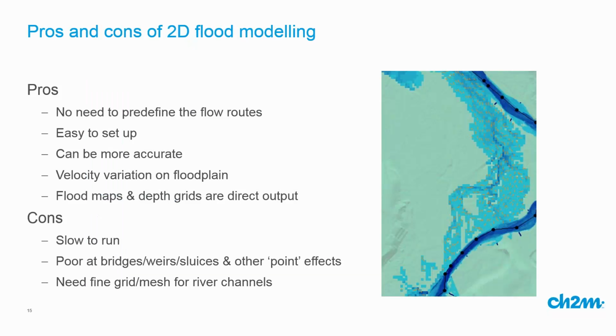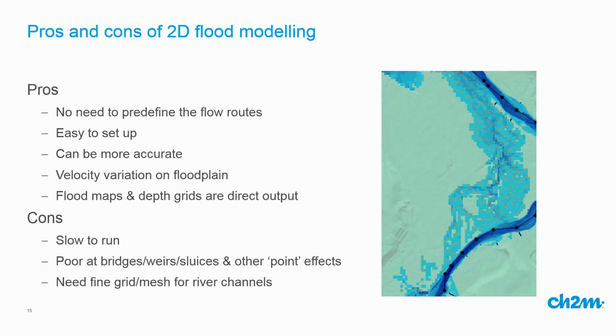So some of the good things about 2D modelling is you don't need to predefine the flow routes. The software will look at where the water is, or look at the topography, and then it will decide on the route that it thinks the water should take based on solving those equations, the 2D equations of flow. It can be really easy to set up. If you've got the digital terrain model there and you've got your boundary conditions, it can be very simple to set up one of these 2D models.